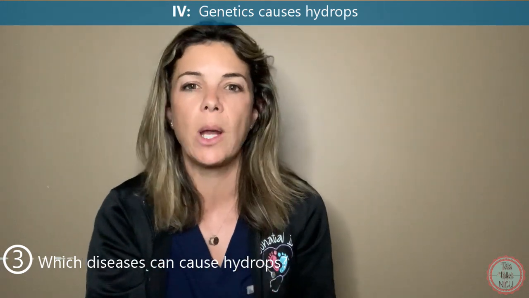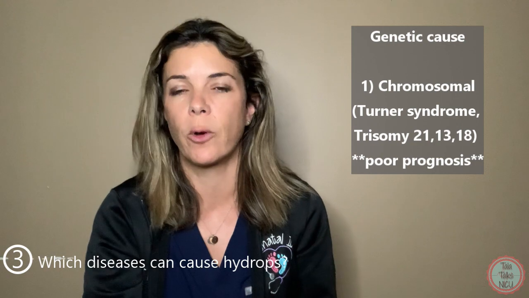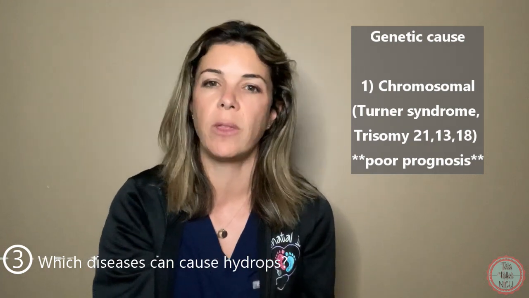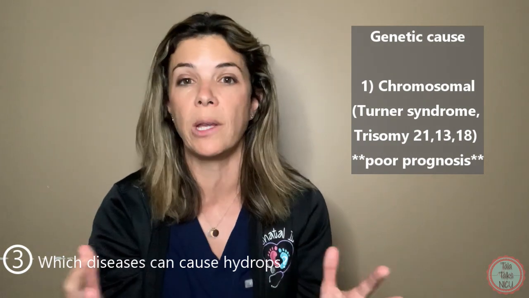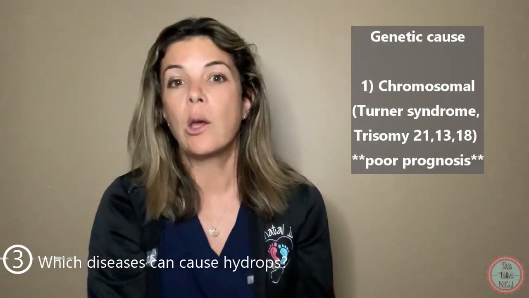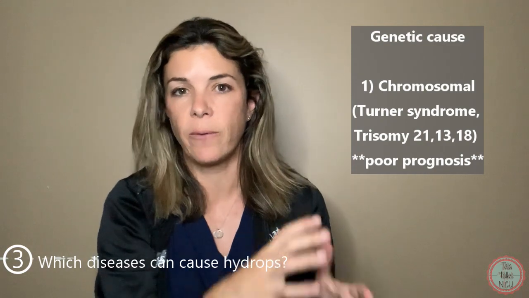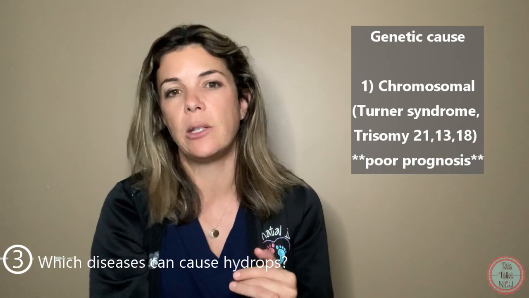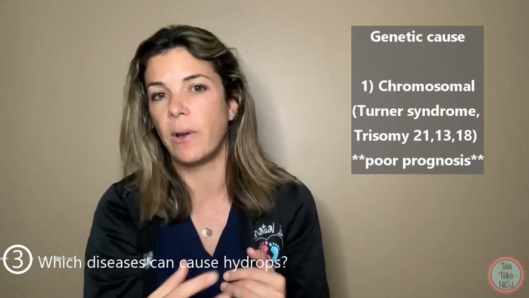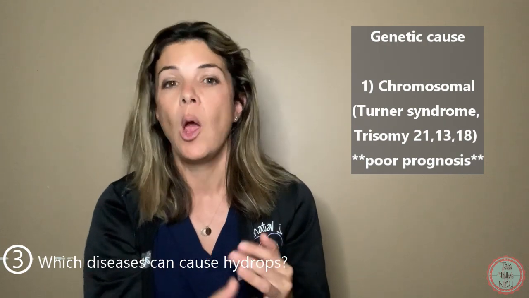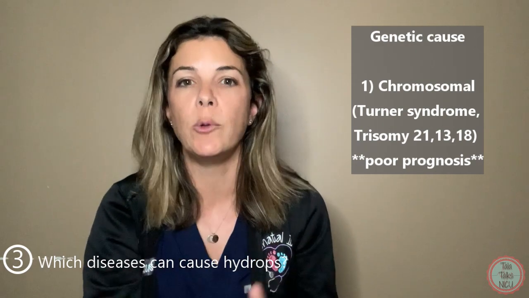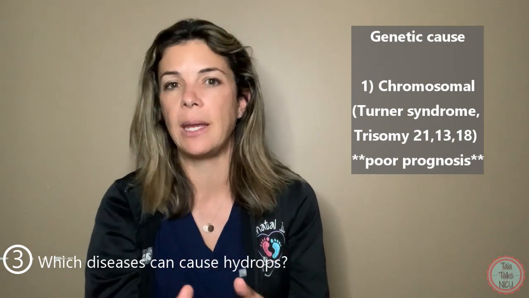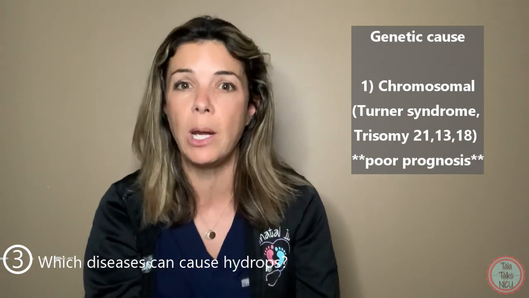So the first one is just chromosomal issues. For example, Turner syndrome, which is XO, trisomy 21, trisomy 13, trisomy 18, are all associated with an increased risk of hydrops. The cause of hydrops in this group of infants with chromosomal issues is thought to be twofold. Either it's related to heart failure, so infants, if they do have a congenital heart disease, or it's related to an abnormal lymphatic system. Either way, if you do have a chromosomal abnormality as well as hydrops, it's a really, really bad prognosis.